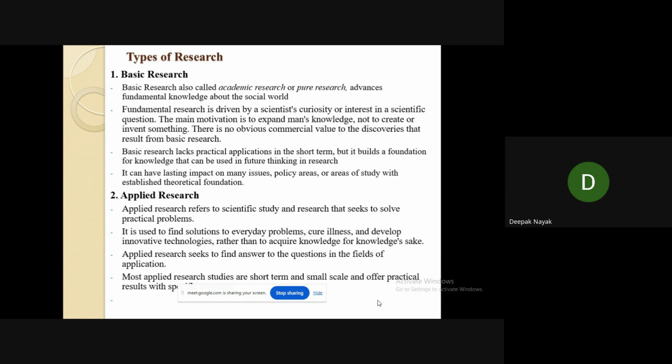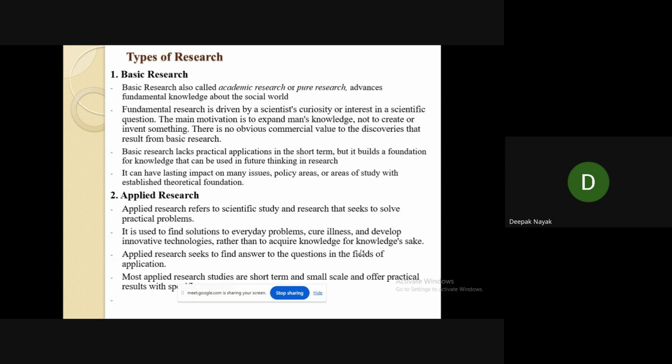It doesn't have immediate practical application in the short term, but going ahead it may help as a foundation of knowledge for further or future research. And this kind of research also has an evolutionary, lasting impact on policy areas and areas of study, by adding knowledge to the storehouse of knowledge that informs many future researches.